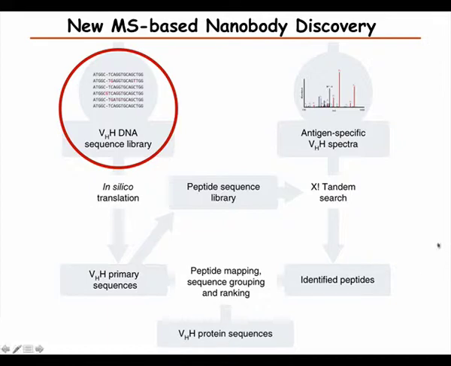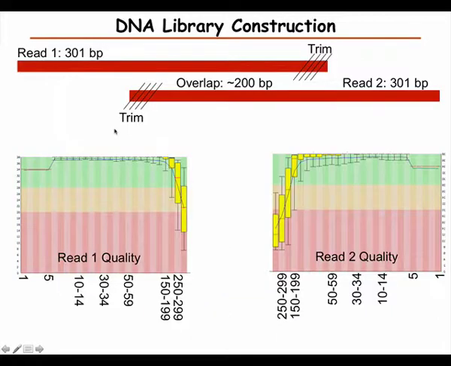And then we have our identified peptides that we can then map back to the primary sequences to select out which sequences we should express. So if we look at the sequence library a little bit closer, this was sequenced with MiSeq, so we have about 300 base pair paired sequences, and we have a big overlap that's about 200 base pairs in this case, because the variable region is small.